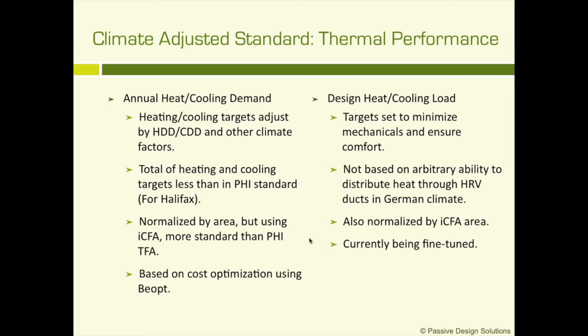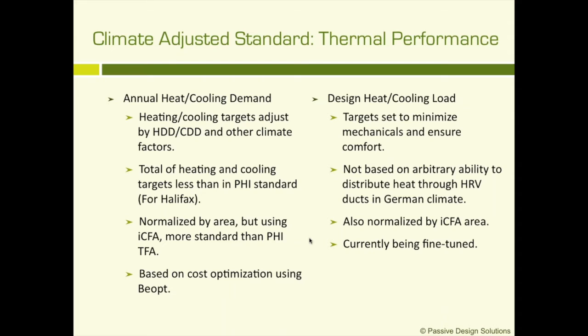But anything under 6 feet, which you did have some allowance for in the PHI calculation, those are lost in the ICFA calculation of the climate adjusted standard. These targets are cost optimized using the software BOP, and the targets are really set to minimize the mechanicals but still ensure comfort, and that's the logic behind having both the peak heat load and the annual heat demand as requirements.